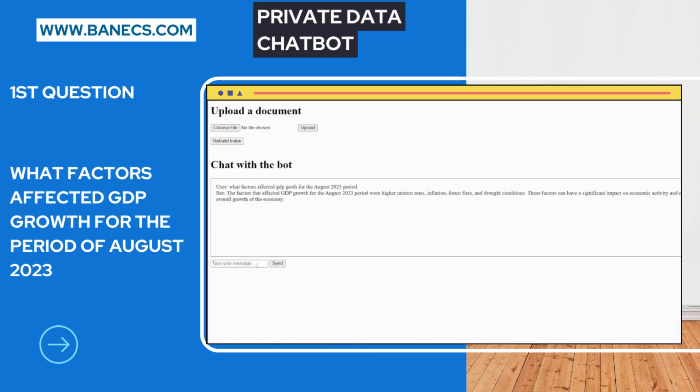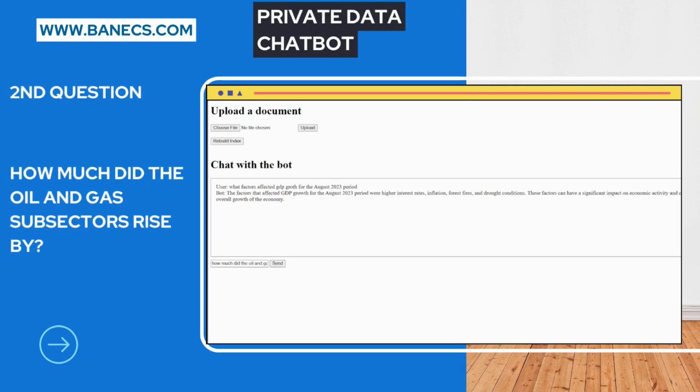So let's ask it another question and see what kind of answer we get. Take a look. So this is what we get here: the oil and gas subsector rose by 1% in August 2023. Growth has been driven by higher natural gas and crude extraction in Western Canada. Great, so that's another one.